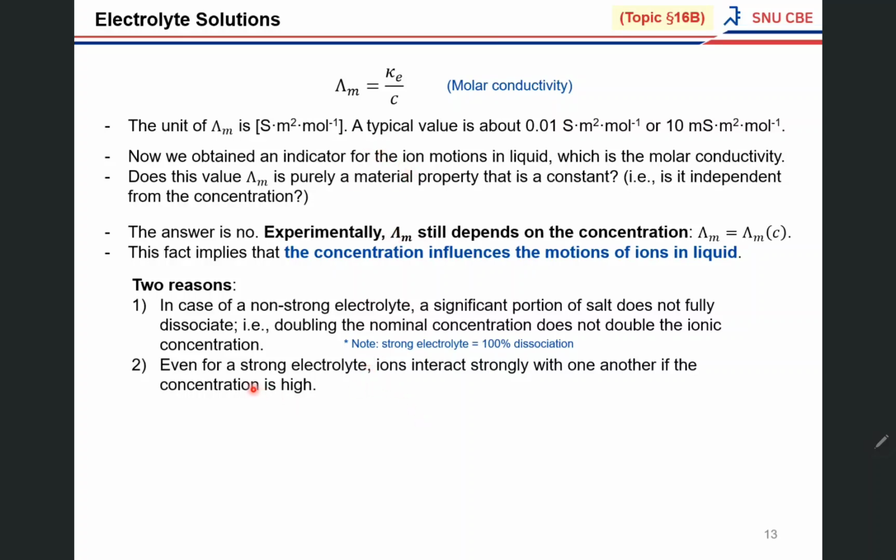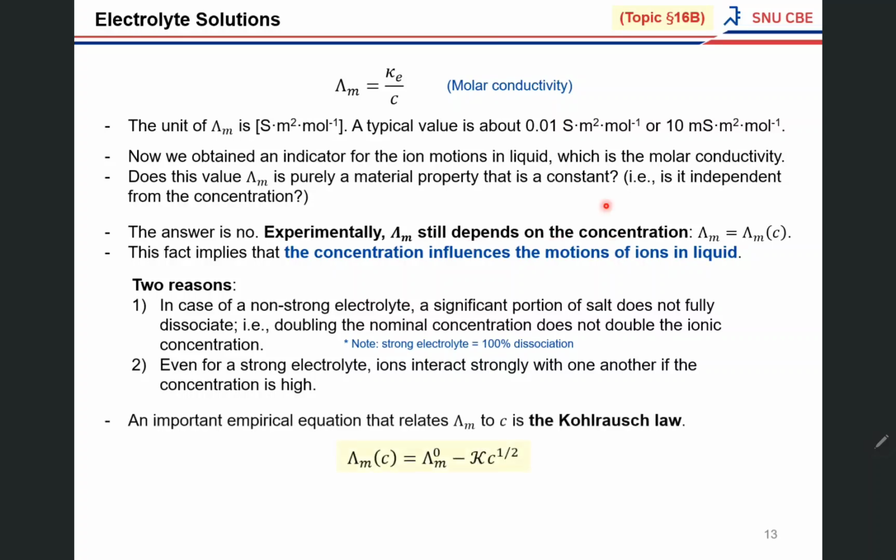And also for a strong electrolyte, even though you have 100% dissociation, if the ions interact strongly, then the strong inter-ionic interaction will generate some kind of nonlinear relation for the movement of the ions. So this value will still depend on the concentration. Those are the two reasons.